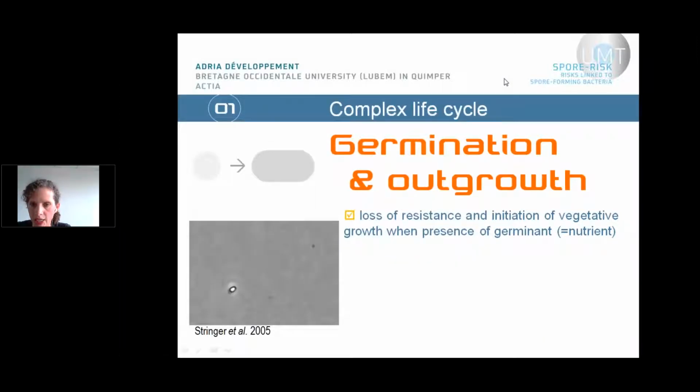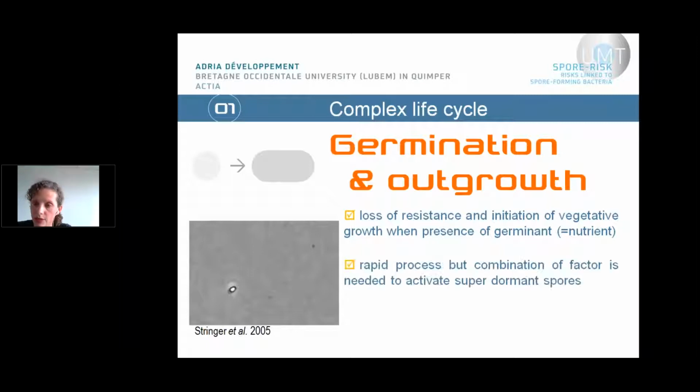So once germination occurs, the spore loses the resistance of this structure, and then you have exactly the same condition as normal classical vegetative cells. Just to draw your attention to super dormant spores, which require a combination of factors to activate germination.